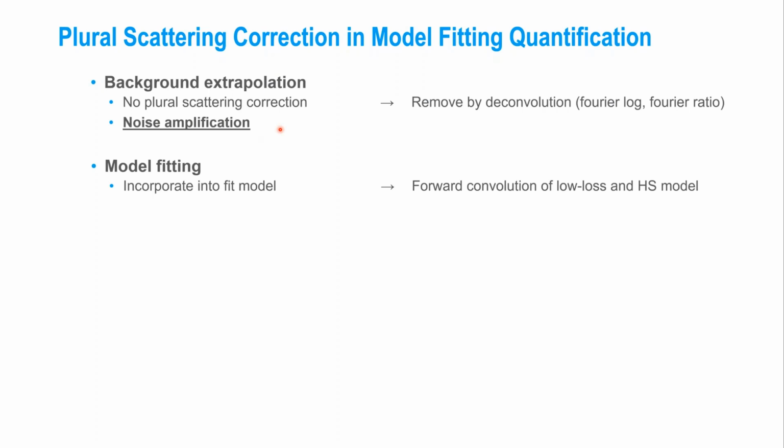So we actually incorporate the plural scattering into the fit model itself. So we do a forward convolution of the low loss and the Hartree-Slater model. So the advantage here, before anything else is considered, is that we have a noise smoothing effect instead of a noise amplifying effect. So what other benefits are there?